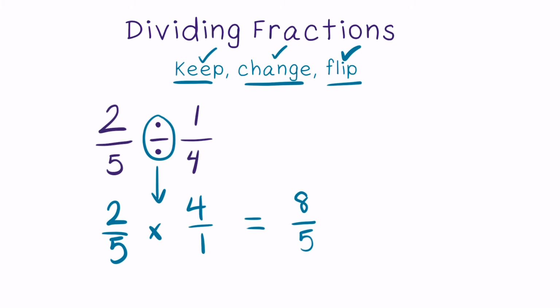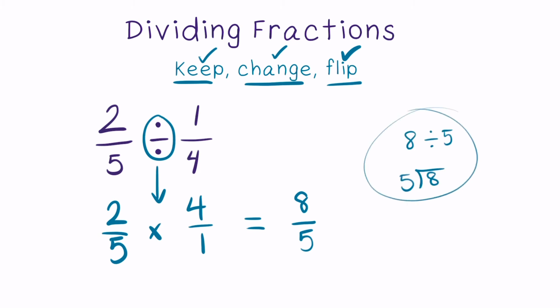You might notice that 8/5 is a fraction greater than 1, or what we might call an improper fraction. All that means is that the numerator is a larger number than the denominator. Whenever we see a fraction greater than 1, we should simplify it into a mixed number or a whole number. In order to do that, we're going to take the numerator and divide it by the denominator. In this case, 8 divided by 5.